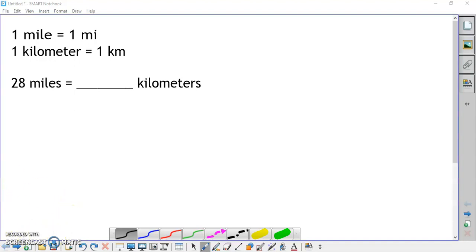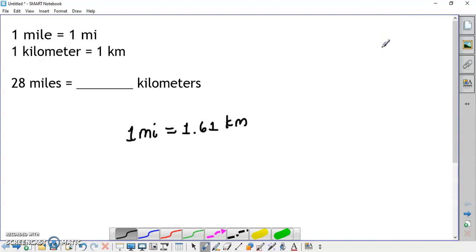We know that 1 mile is equal to 1.61 kilometers. Notice that there is a space between the number and the unit. But let's change miles to kilometers using a conversion factor.